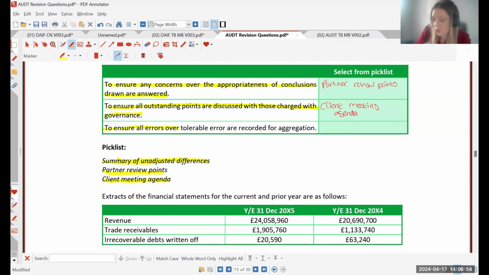So finally, we've got to ensure all errors over a tolerable error are recorded for aggregation. So just remember what that is. So at the end of an audit, all of the errors that we found as auditors are going to be reviewed. We're going to look at the errors individually. Are they material? But we also need to combine them. So we need to aggregate them, okay, to decide what is the impact on the accounts. Is that impact material? Okay, so here, this is where we need our summary of unadjusted differences, because we need to make sure that every single error that we haven't been able to fix, or well, that the directors haven't been able to fix, have been recorded. So summary in the smallest box ever, summary of unadjusted differences.